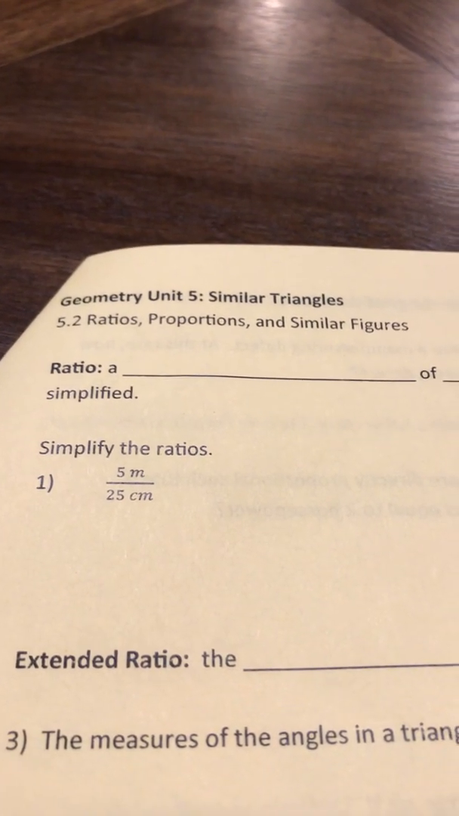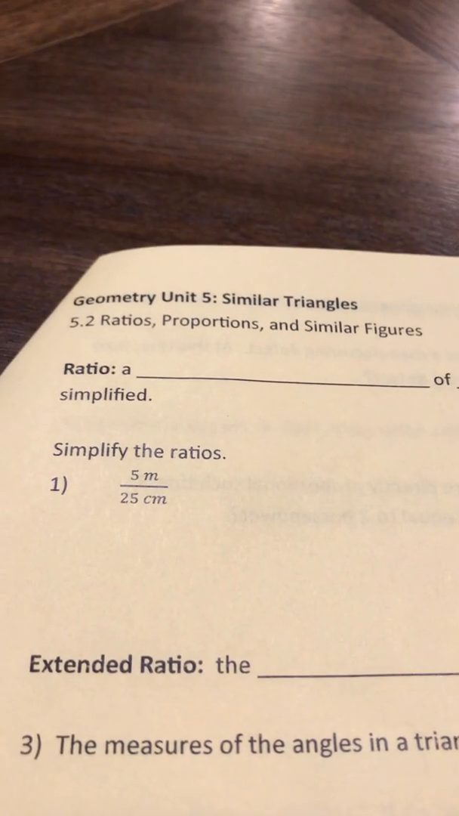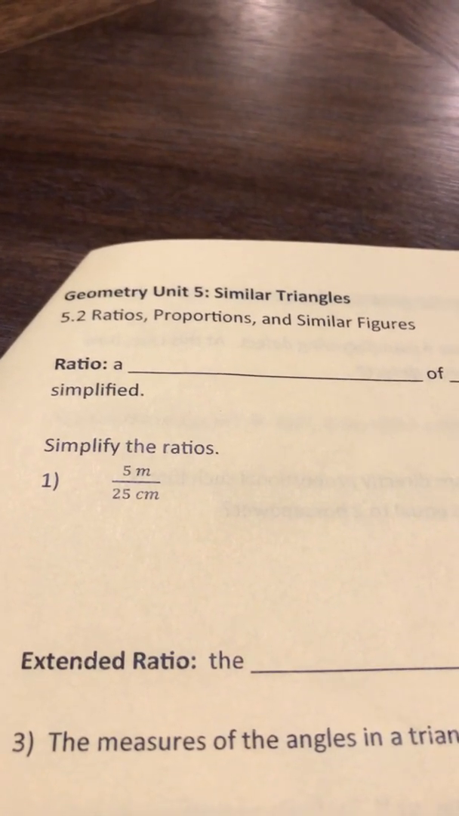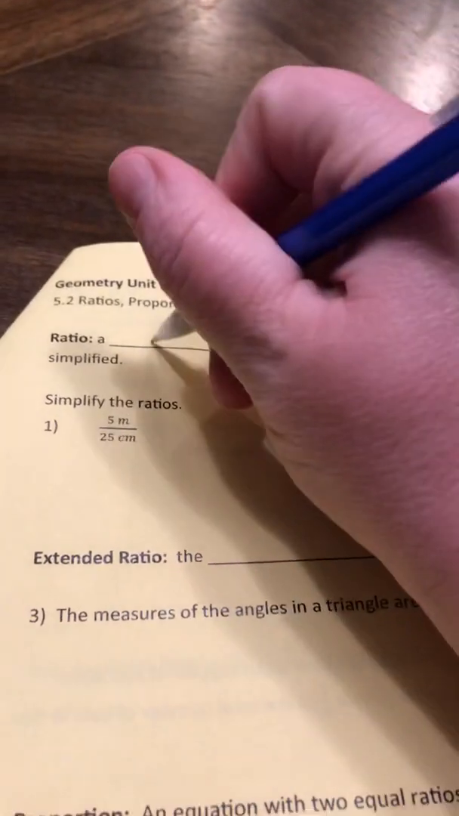5.2 is ratios, proportions, and an introduction to similar figures. So we're going to start with some vocab. A ratio is a comparison of two numbers.